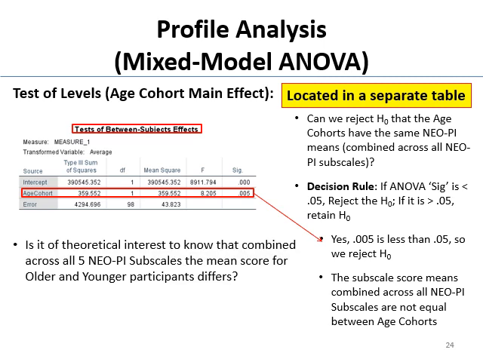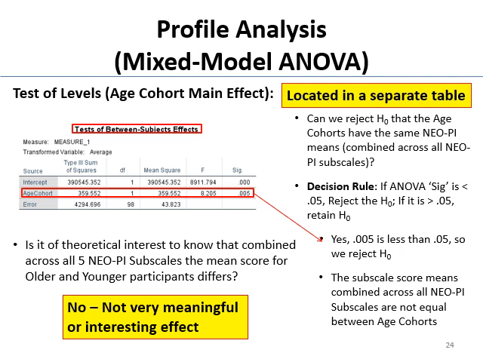That's kind of word salad-y, but is it of theoretical interest to know that combined across all five new OPI subscales, the mean score for older and younger participants differ? Well, no, because any score combined across the five new OPI subscales isn't very meaningful. You've got neuroticism, which people tend to be low on, plus agreeableness, extroversion, openness, etc. What's the average of those five things together? What meaning does it have? There is no average personality, right? So it is not very meaningful. So usually you will ignore this. You have to put it in your APA summary table for the ANOVA. But other than that, you don't usually interpret it at all.